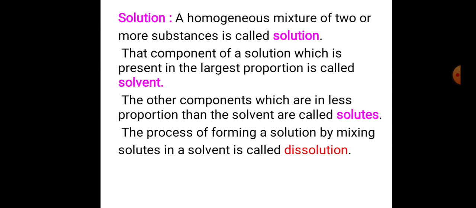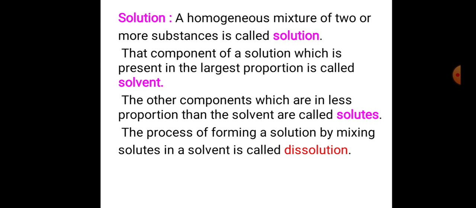That component of a solution which is present in the largest proportion is called solvent. So here water is taken in the largest proportion. So water is the solvent. And the other components, for example, sugar, salt, they are solutes. The other components which are present in less proportion than the solvent are called solute. So if sugar is added into water, then sugar is the solute and water is the solvent.